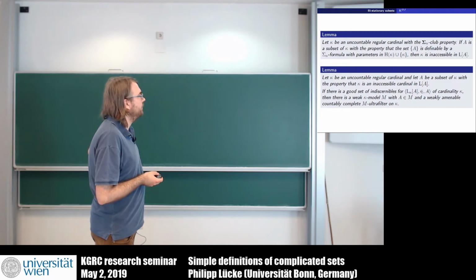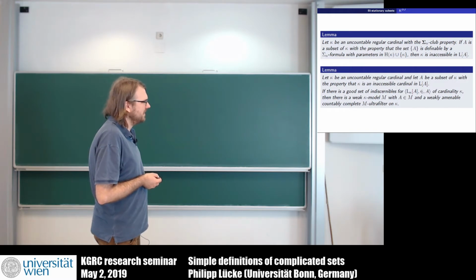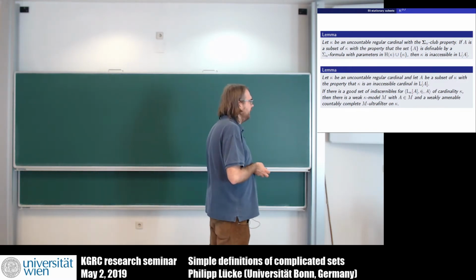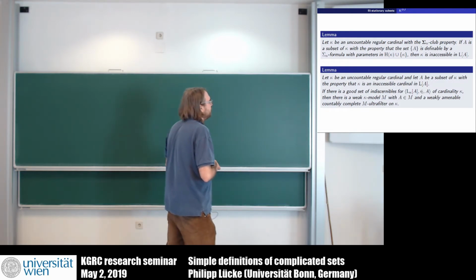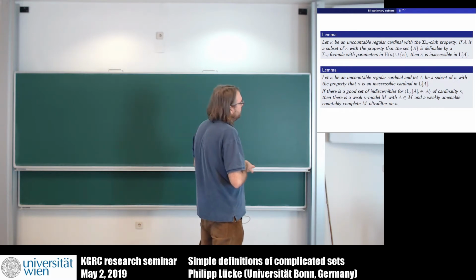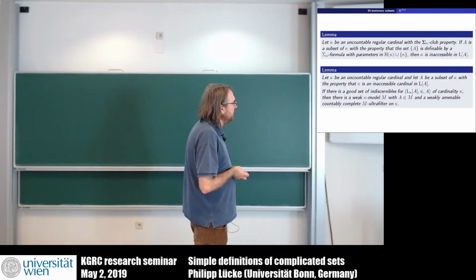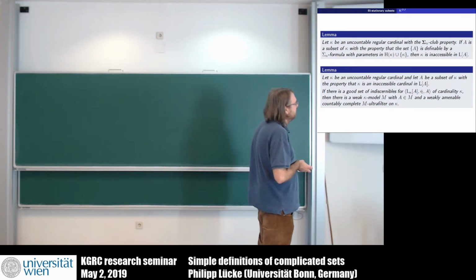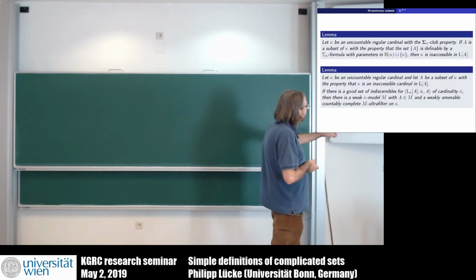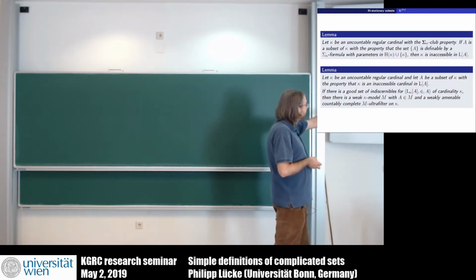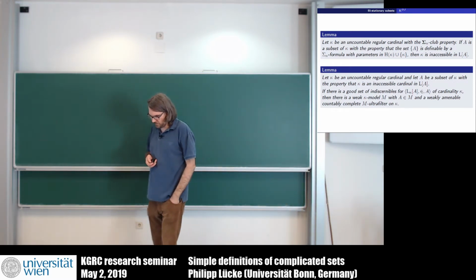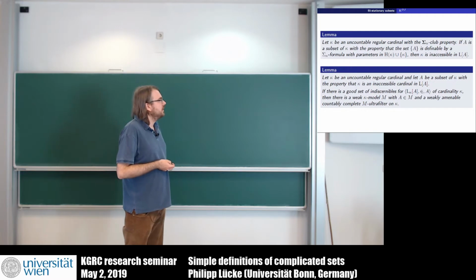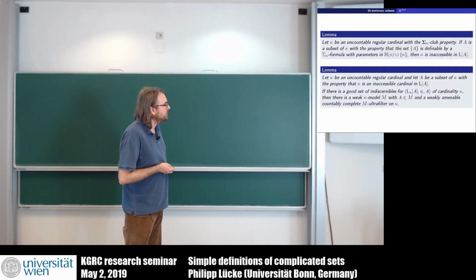Okay, so this is a lemma that has nothing to do with definability. I guess it's maybe due to Mitchell. So what does it say? You have a subset of some κ, and κ is inaccessible in L[A]. Then if there's a good set of indiscernibles for this A of size κ, you get some weak κ model containing the subset and a countably complete filter for this model. This is just some standard construction.